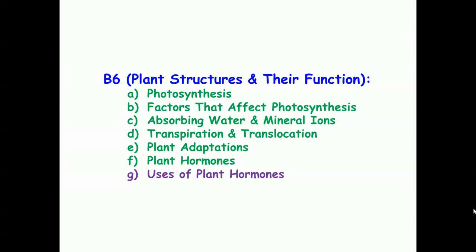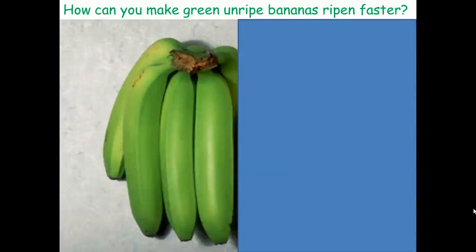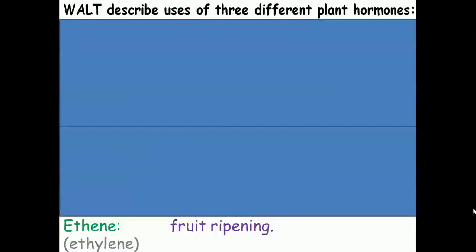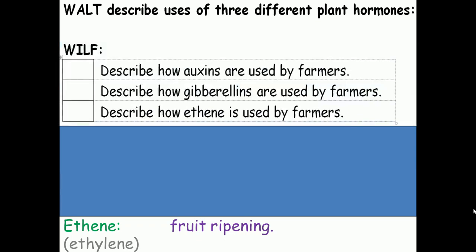The last topic is uses of plant hormones. So how can you make green unripe bananas ripen faster? You could do this by placing them next to ripe bananas, and that's because ripe bananas can release a hormone called ethene that helps fruit to ripen. So in the spec there are 3 different plant hormones that you need to know the uses of. They're called auxin, gibberellins and ethene.